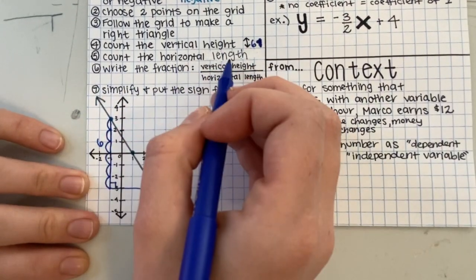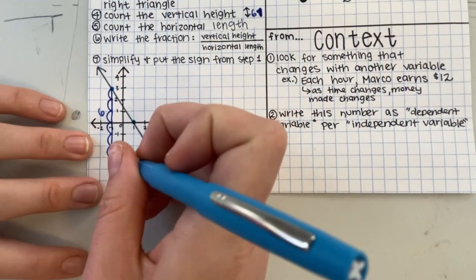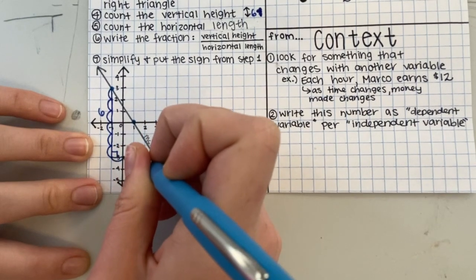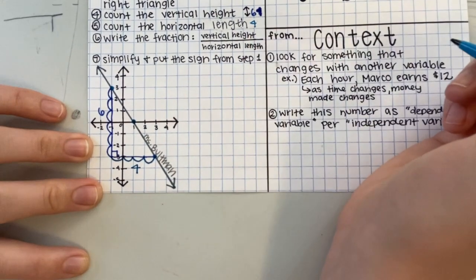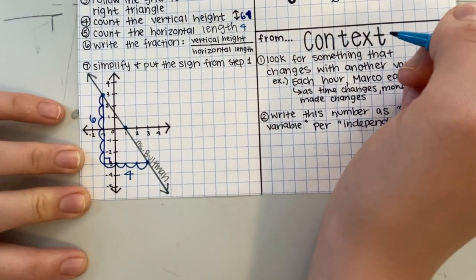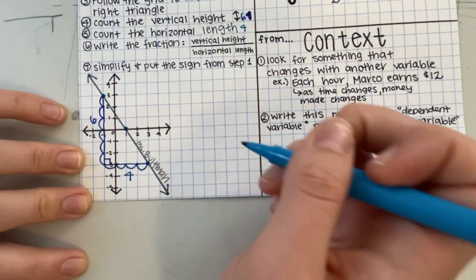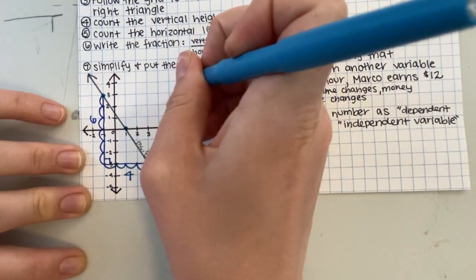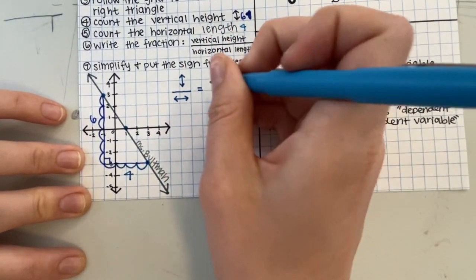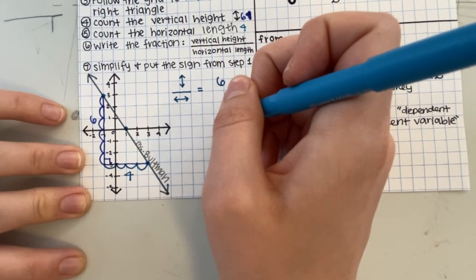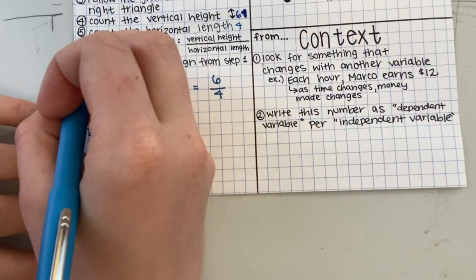Then we're going to count the horizontal length. So my horizontal length, I'm going to go 1, 2, 3, 4. So I've got a horizontal length of 4. Then I'm going to write this relationship, my 6 compared to this 4, as the vertical height, so our up and down height, over our horizontal height. So it's going to be a fraction. We're going to have the vertical height, which we said was 6, over the horizontal height, which we said is 4. So that was our 6th step.